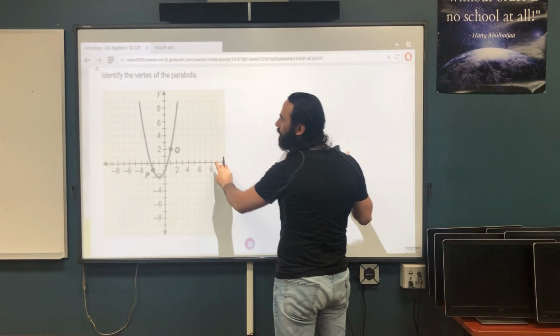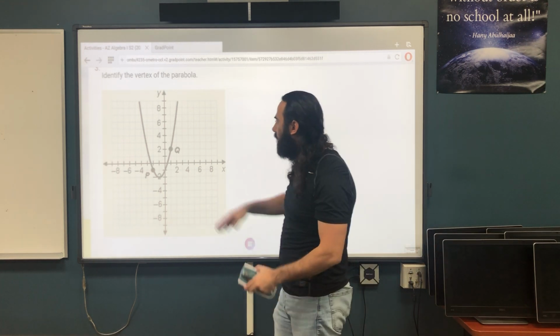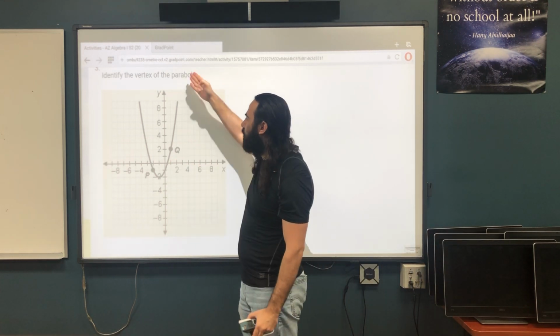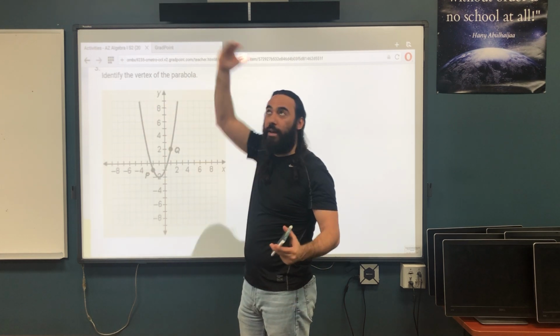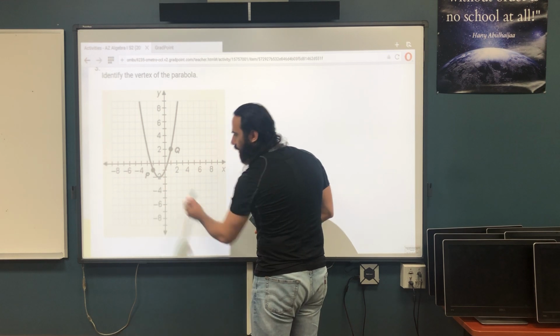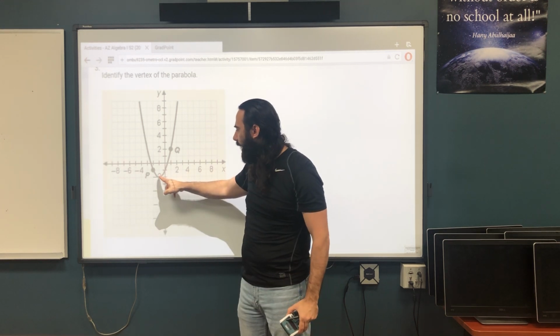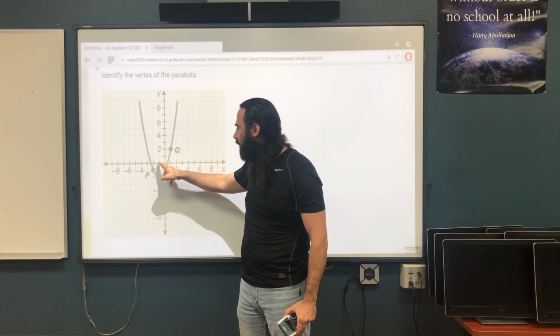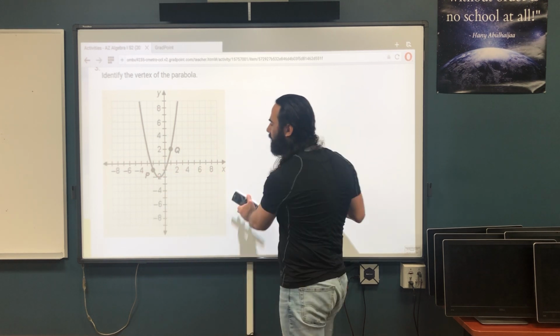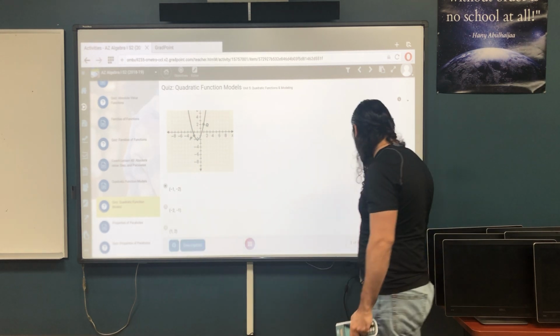Identify the vertex of the parabola. As we said, the vertex, it's either the highest value or the lowest value. As you can see, the graph keeps on going up, so we don't have a highest value, but we have a lowest value, which is this one. Okay? So this one is the lowest. As you can see, the x value is -1, while the y value is -2. So it's going to be -1, -2.